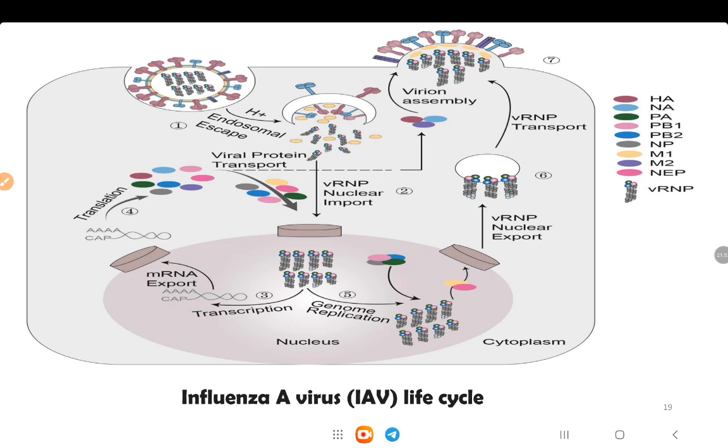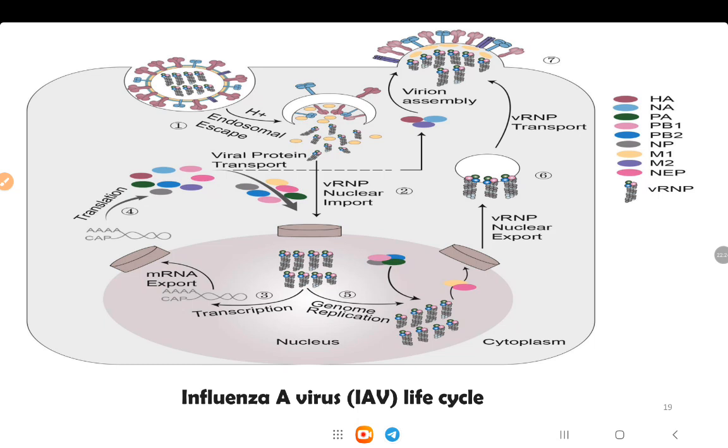The virus starts with entry to the host cell, initiated by the hemagglutinin. After that, receptor binding is mediated, and endocytosis and membrane fusion occur. After that, the internal genetic content is released into the cytoplasm. Then viral RNA is transported into the nucleus. Genome transcription occurs, and messenger RNA is exported from the nucleus to the cytoplasm.